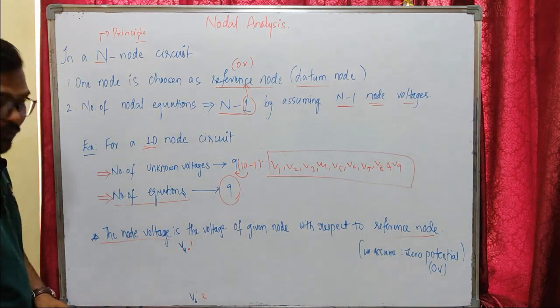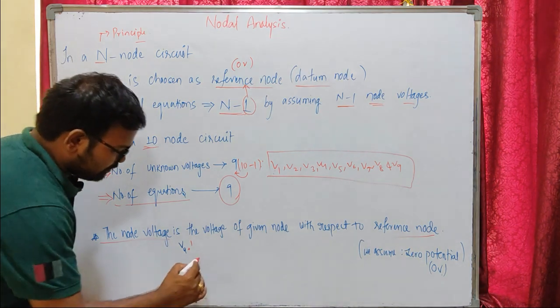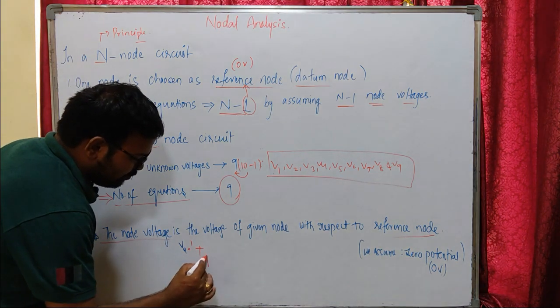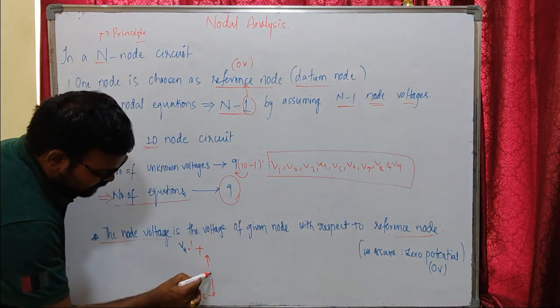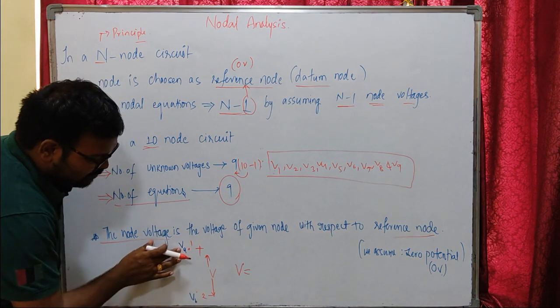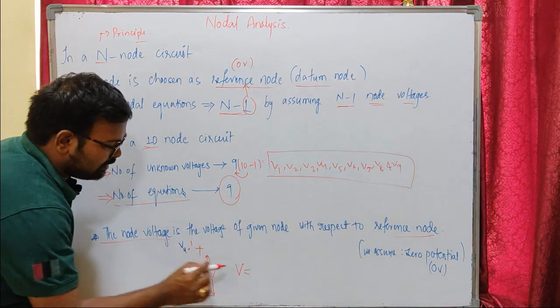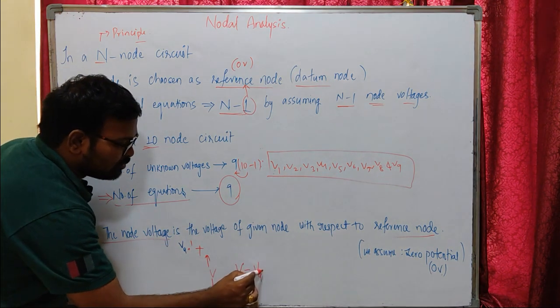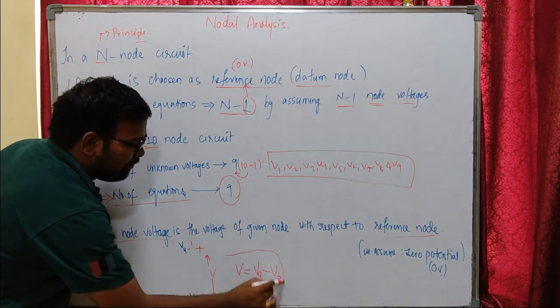So what is the voltage here? This voltage is nothing but the potential difference between the 2 points. Let us assume this as V. V is equal to the potential difference, higher potential minus lower potential. Let us assume VA is the higher potential, so VA minus VB will be our voltage.